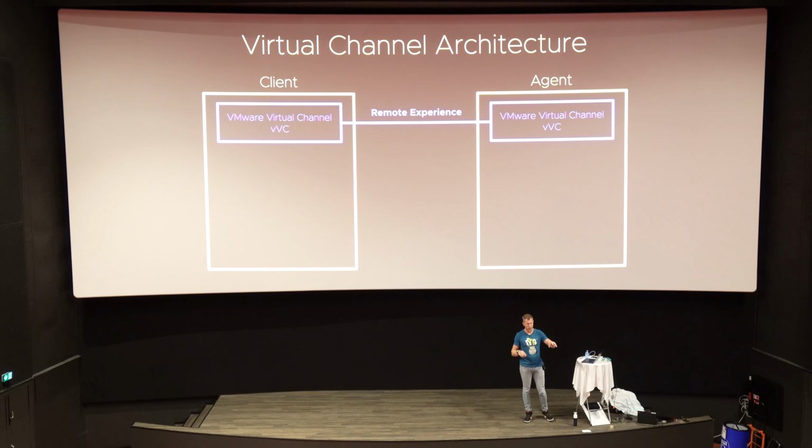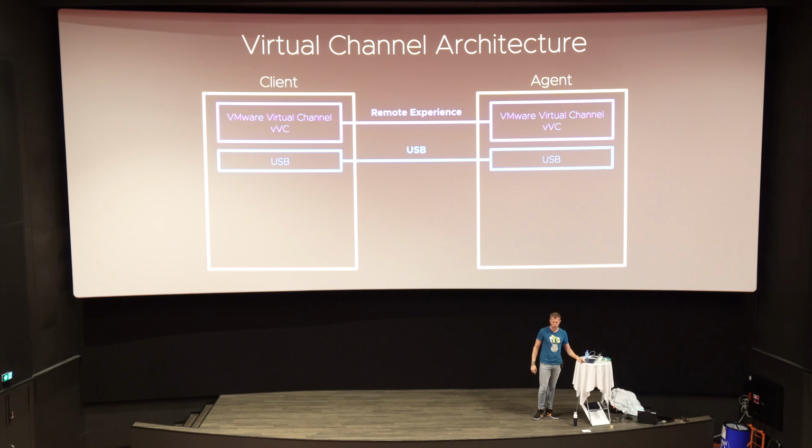So if I start an application and interact with the application, all images that are frames that are being sent over go through the VMware virtual channel, so VVC. Then there's a second channel. It's USB redirection. This could be the devil for your user experience. I'll explain in a bit why.